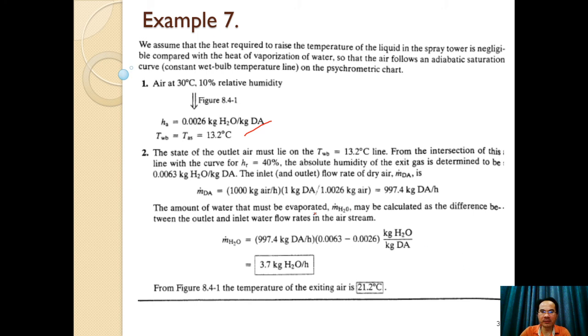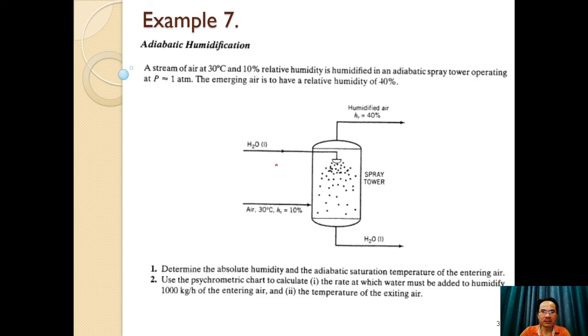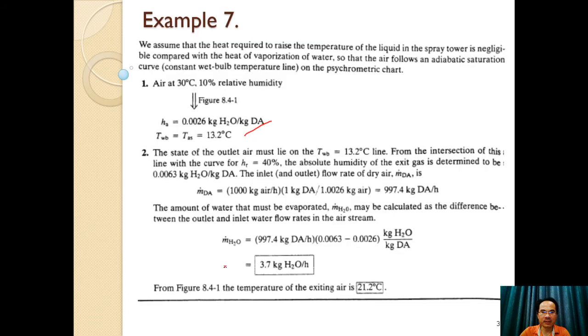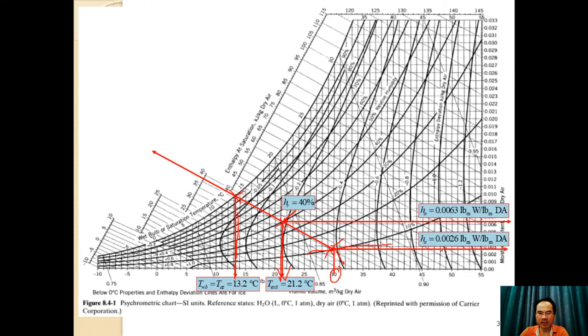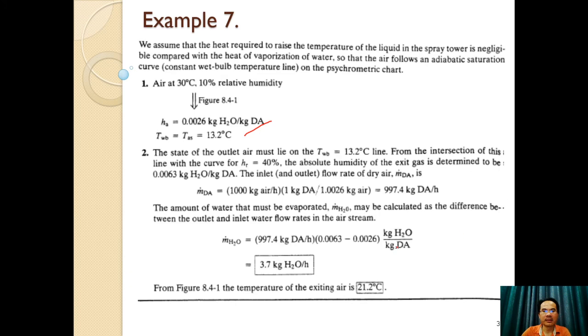Then you can calculate the flow rate of dry air. The flow rate of dry air equals 1000 kilograms per hour divided by the factor one plus the absolute humidity of the input, 1.0026 kilogram per kilogram dry air, and you get 997.4 kilograms dry air per hour. This is for the outlet equal to the inlet. For this case, you calculate based on the inlet property.